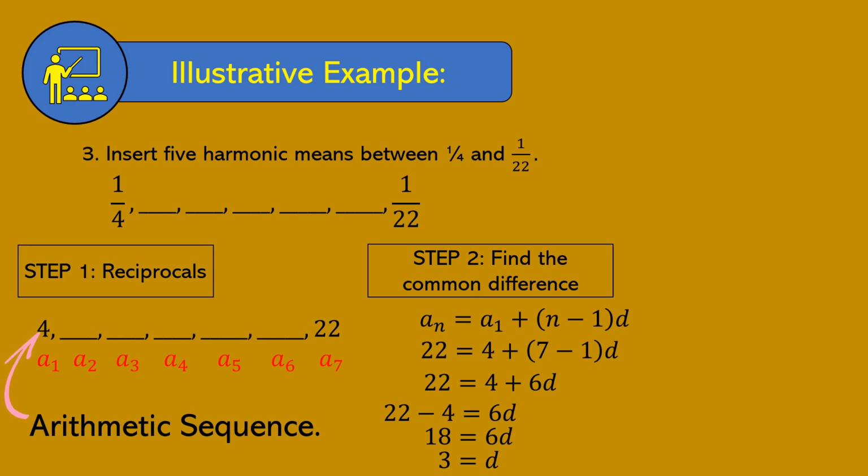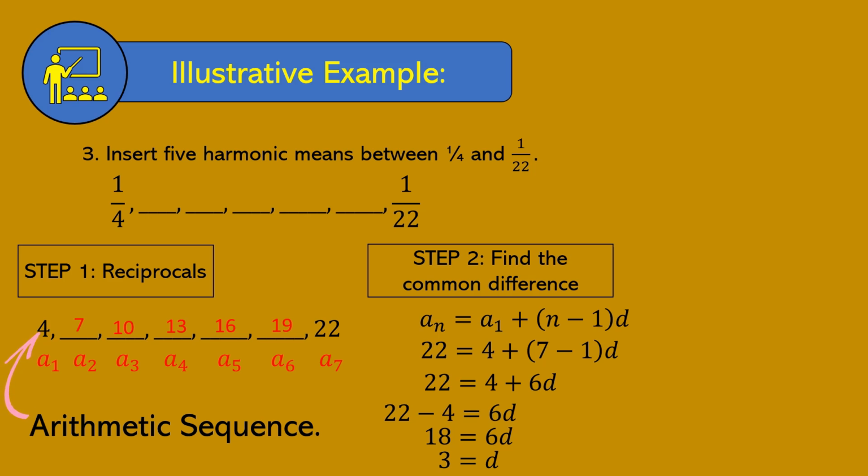So, you can now determine the missing terms. By adding 3 to 4, that becomes 7. 7 plus 3 is 10. 10 plus 3 is 13. 13 plus 3 is 16. 16 plus 3 is 19. And 19 plus 3 is 22. So, this is now the arithmetic sequence that starts from 4 and ends with 22.